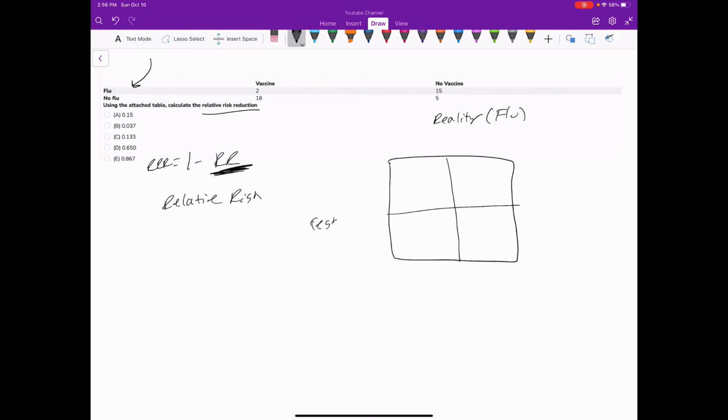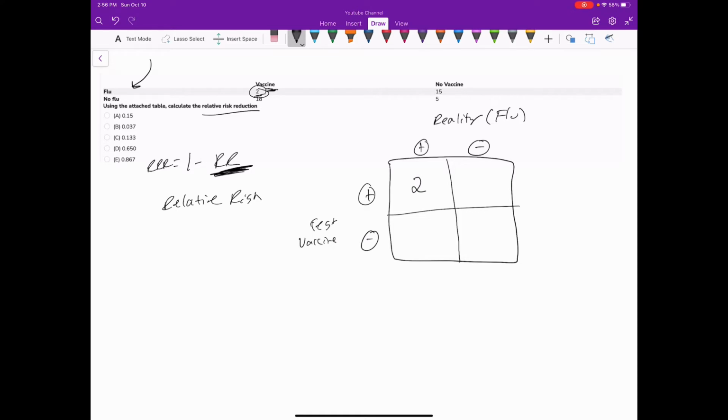So reality is the flu, and either you have the flu or you don't have the flu. The test is on the bottom, so the test is going to be our vaccines. Either you got the vaccine or you didn't get the vaccine. So what's the first box? The first box is if you have the flu and you got the vaccine. So you got the vaccine, but you got the flu. That's going to be 2.